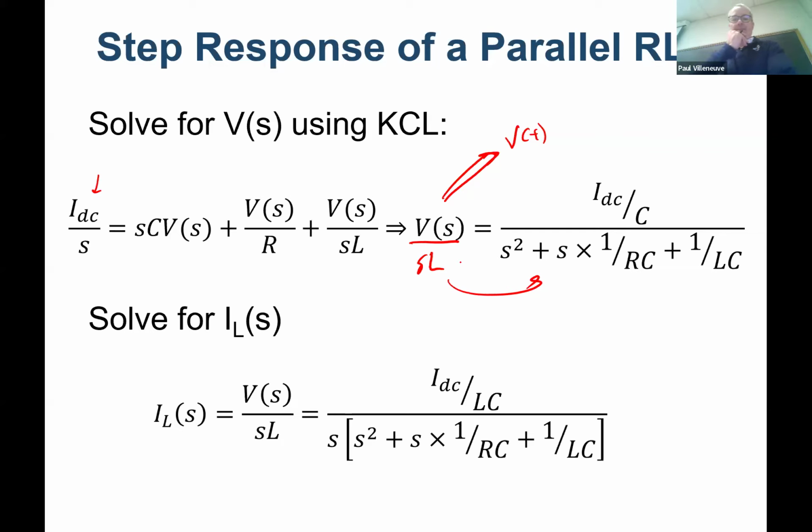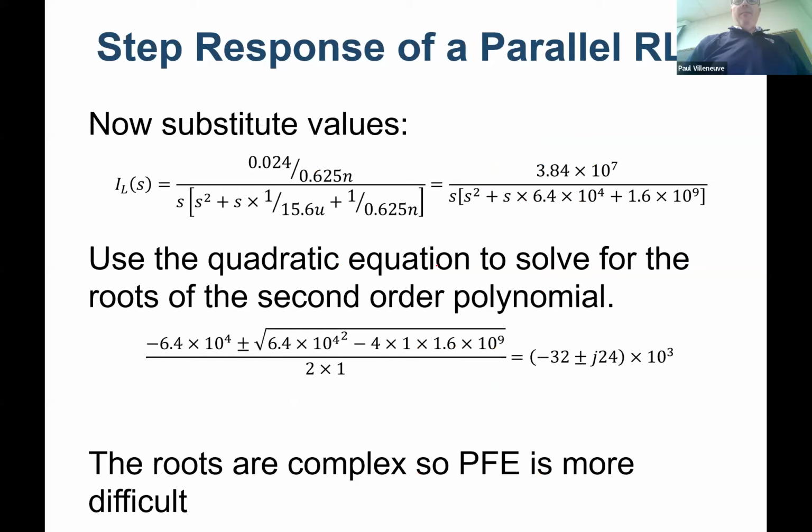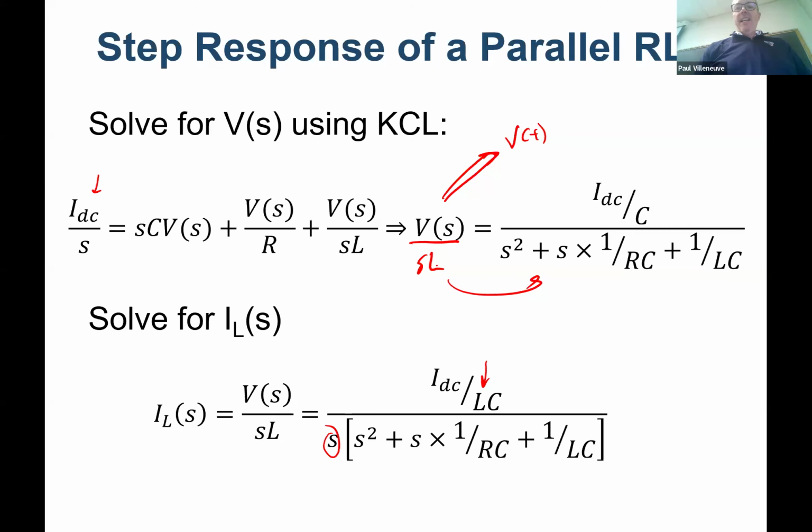And when I do that, I've got to factor out my S term here. And then I move my L term over here. Right? You all need to see what I did there, because basically I'm dividing the right-hand side by S times L to get IL of S. That's all I'm doing. Okay?